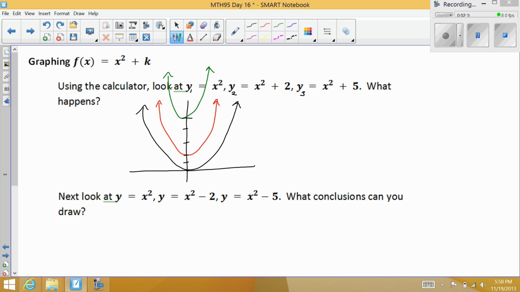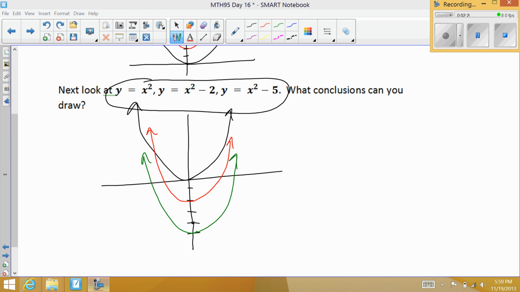Now take those same three functions and go to your calculator, switch all the pluses to subtracts, and graph these three. Y equals x squared subtract 2, and y equals x squared subtract 5. Okay, so looking at these three, we have again the black line here is the basic y equals x squared. Then y equals x squared subtract 2 has its vertex at 0, negative 2. And the third one, y equals x squared subtract 5, has its vertex at 0, negative 5.